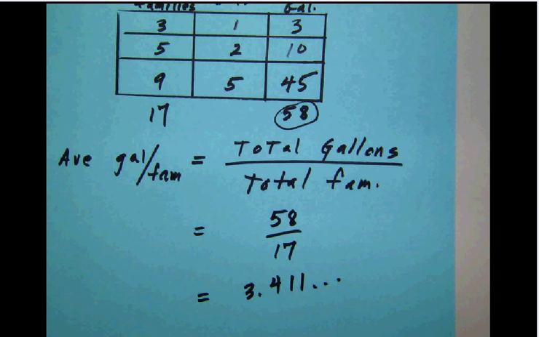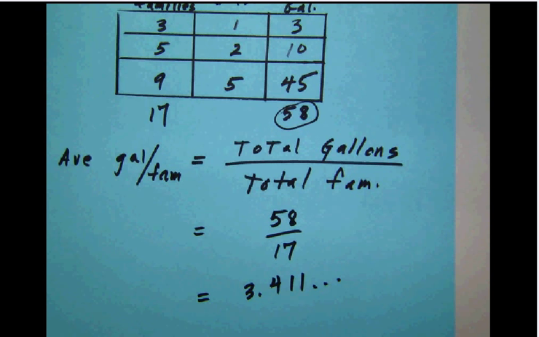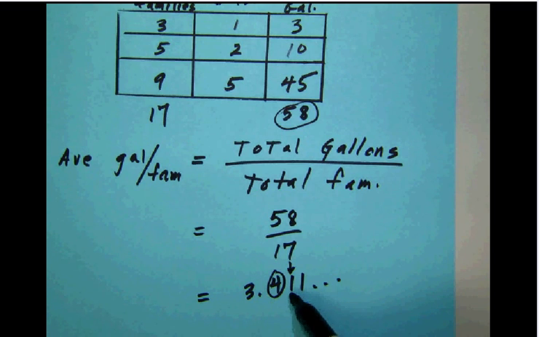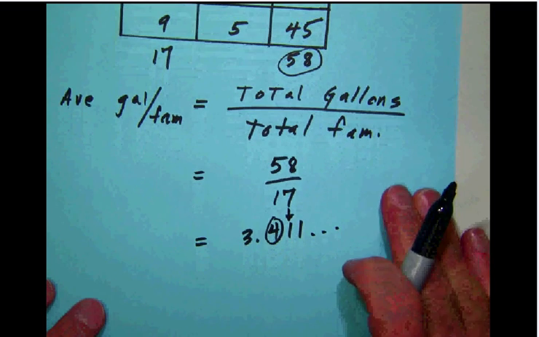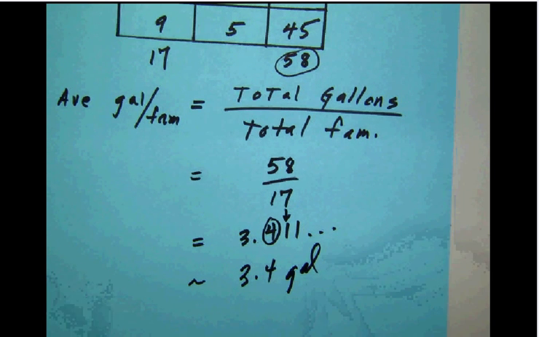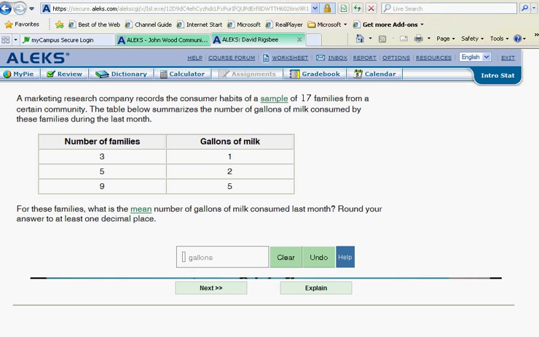Let's see what ALEKS is asking for. They want this to 1 decimal place. So if I go back over here and take that to the first decimal place, notice that that's a 4. The next digit is a 1, not enough to round that up, so we're going to round that to 3.4 gallons. So the average amount of milk consumed by each of these families in our study is about 3.4 gallons.